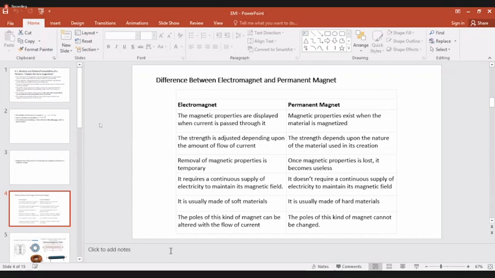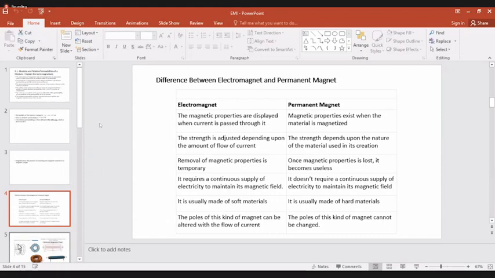Now look here, the poles of an electromagnet can be altered with the flow of current. Reverse polarity can be generated in the electromagnet. When you change the direction of the current, the magnetic poles also change. The magnetic poles depend upon the direction of the current. When there is a change in the direction of the current, there will be a change in the poles. So reverse polarity can occur in the electromagnet. In the permanent magnet, we cannot change the poles. The poles of this kind of magnet cannot be changed. So this is the electromagnet and the natural magnet. Natural magnet is called a bar magnet.